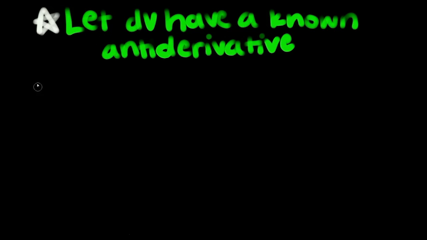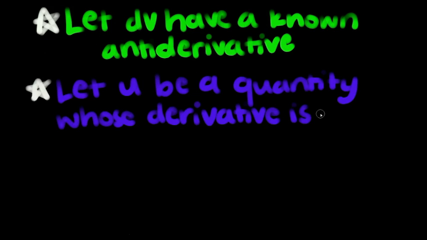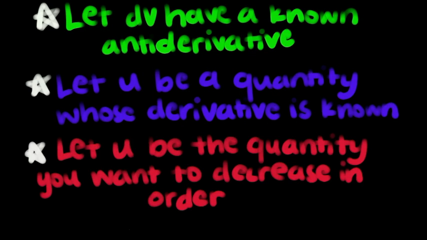Next are some helpful tips to help you solve integration by parts problems. First, let dv have a known antiderivative. Next is to let u be a quantity whose derivative is known. And finally, let u be the quantity you want to decrease in order.